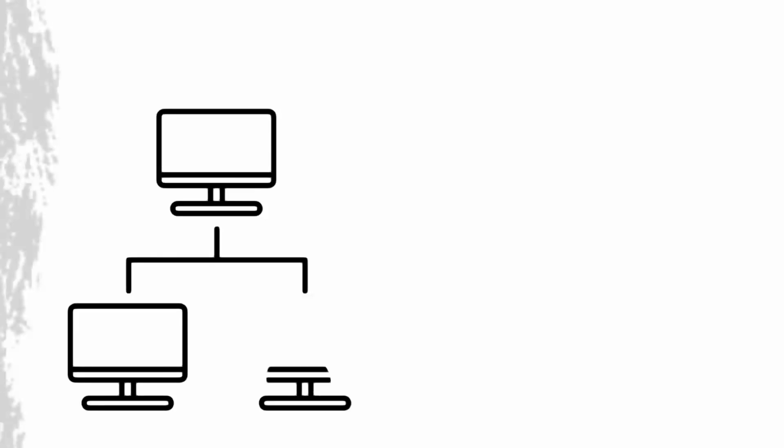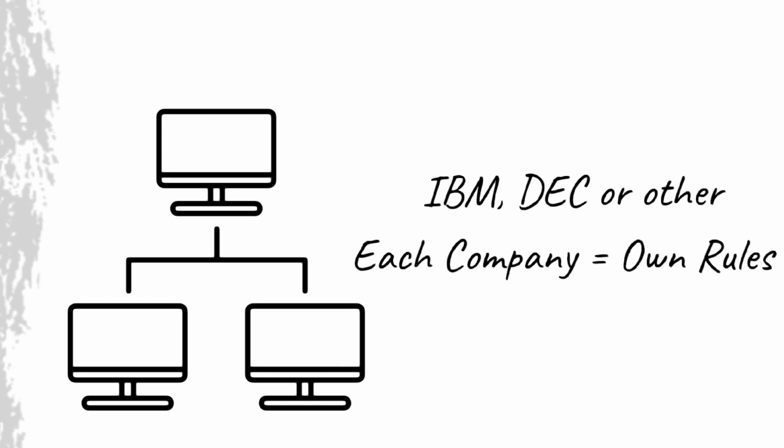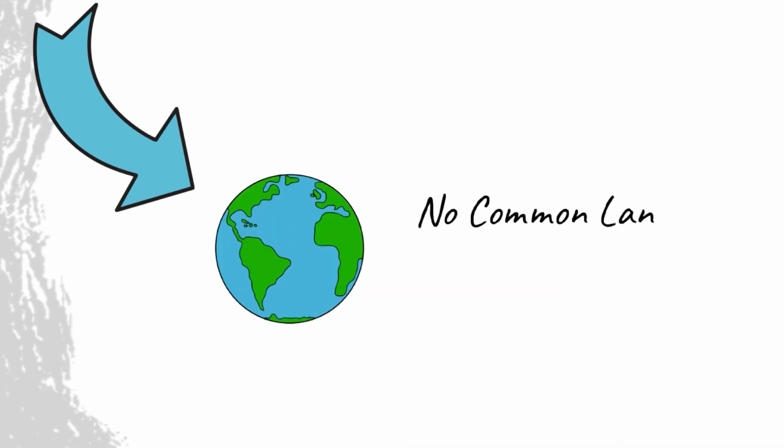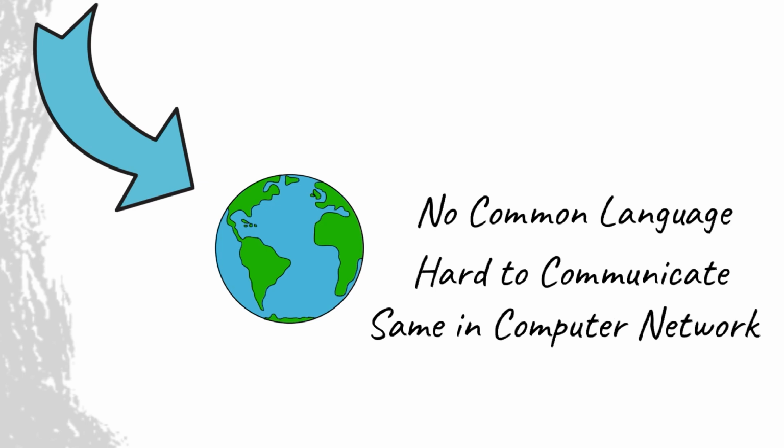In the early days of networking, each company had its own way of making computers communicate. IBM, DEC, and other big companies created their own ways for computers to talk to each other. Imagine every country speaking a completely different language without translation. It would be really hard to communicate, right? Well, that's exactly what happened with early computer networks.